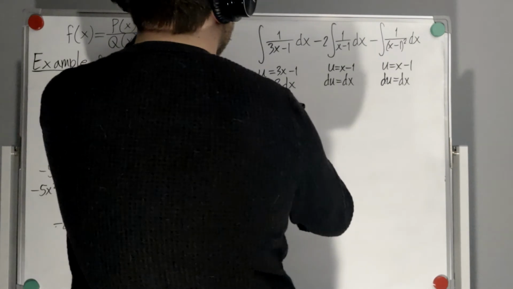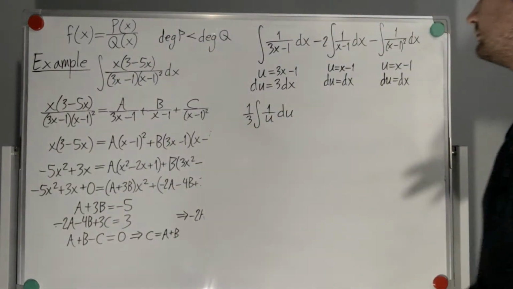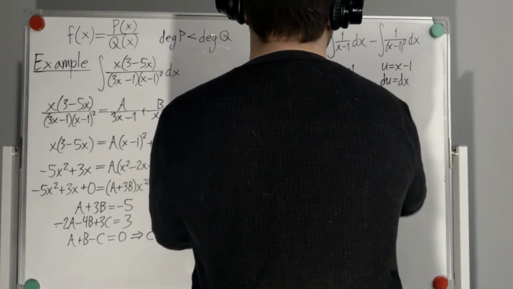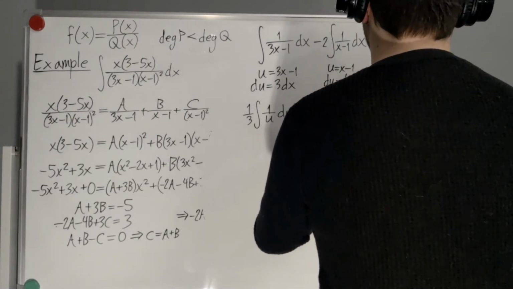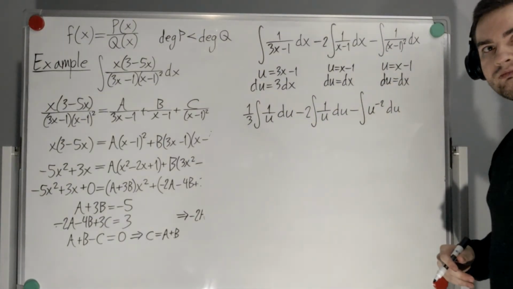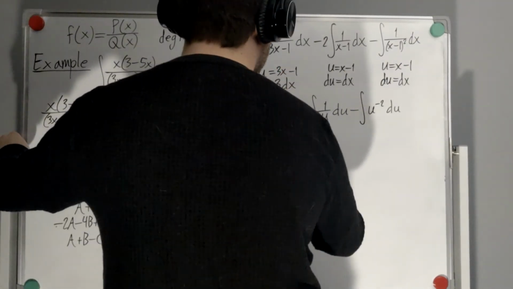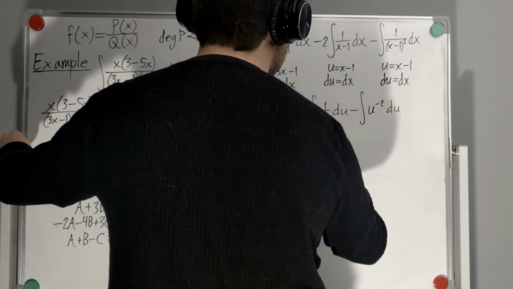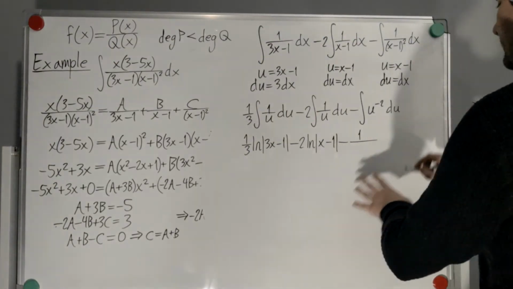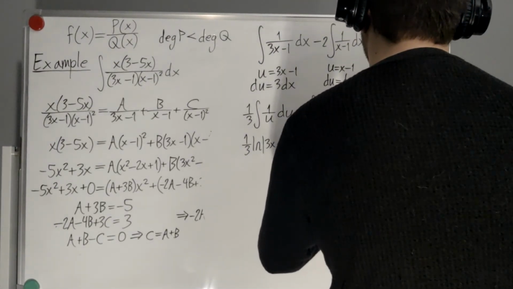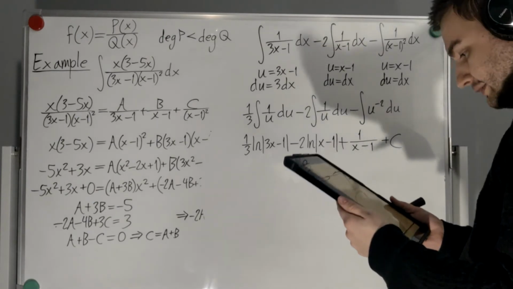So this is going to become 1/3 integral of 1 over u du. This is going to become minus 2 integral of 1 over u du. And this one is going to become minus integral of u to the negative 2 du. Now this one becomes just 1/3 natural log of the absolute value of 3x minus 1 minus 2 times the natural log of the absolute value of x minus 1 minus 1 over, actually plus 1 over x minus 1 plus c. And if I didn't make a mistake here, or at least another mistake, then that should be our answer. Yeah, looks like it.